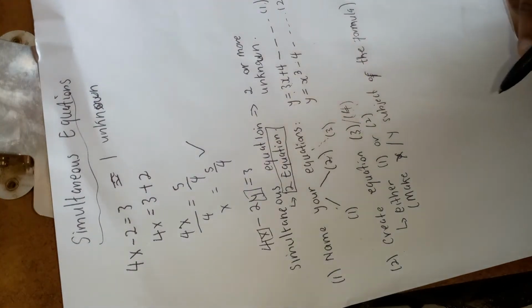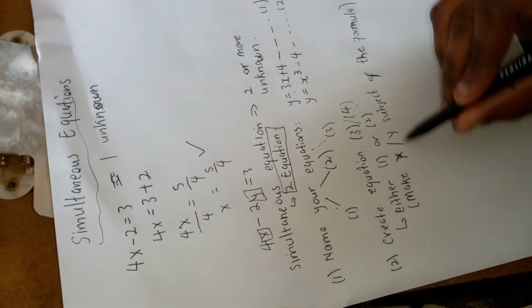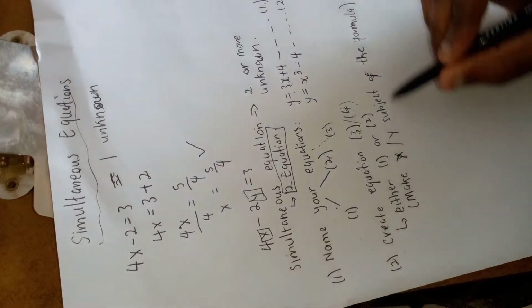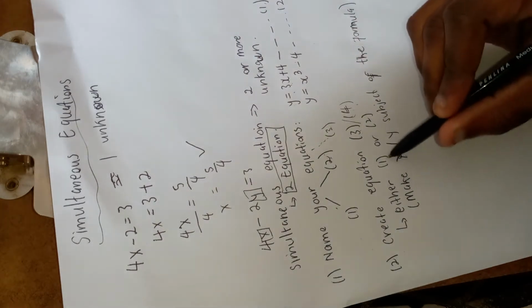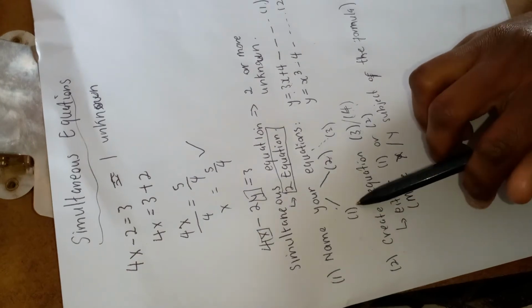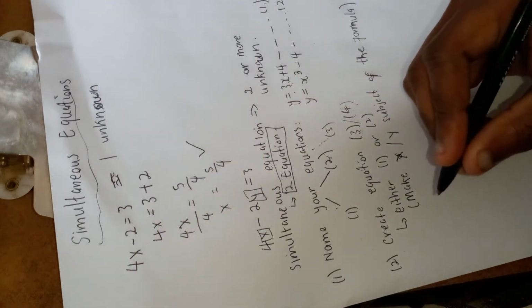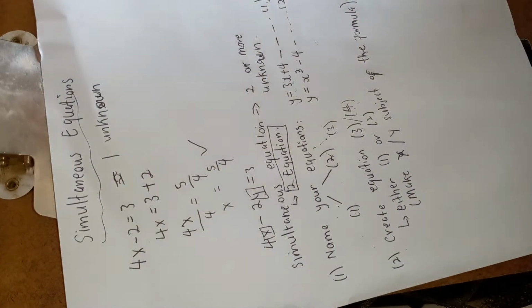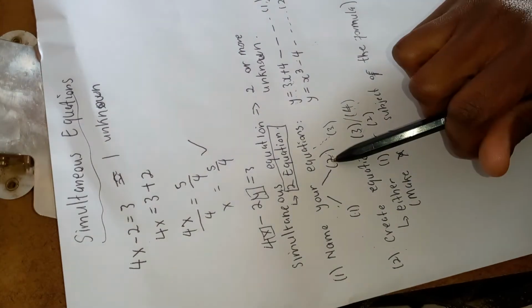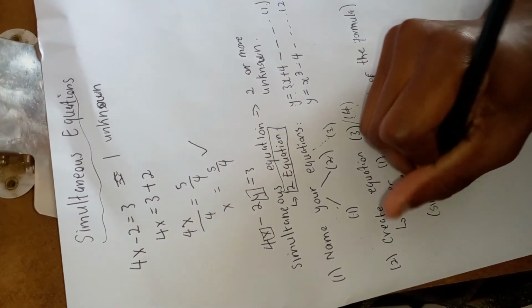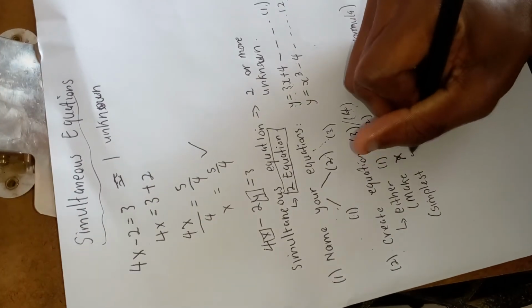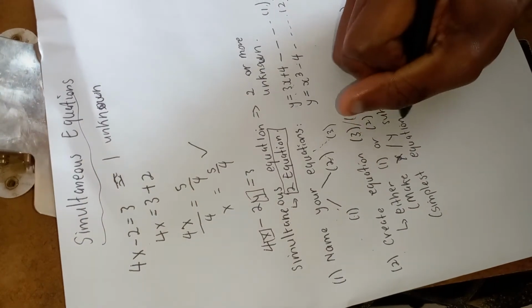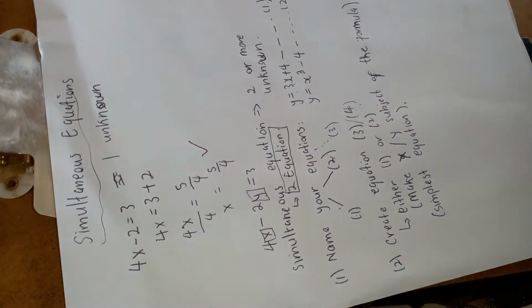Then from here, what you do is also making x or y the subject of the formula, from the equation that you have chosen from equation 1 or equation 2. And another thing, guys, the equation that you choose from equation 1 or equation 2 has to be a simple equation for you to create equation 3. It has to be the simplest equation for you to create equation 3 or 4 or 5.